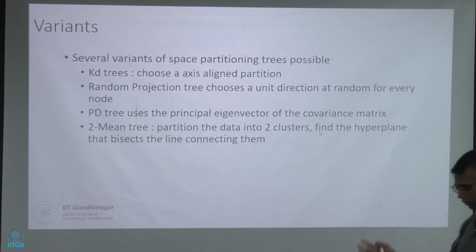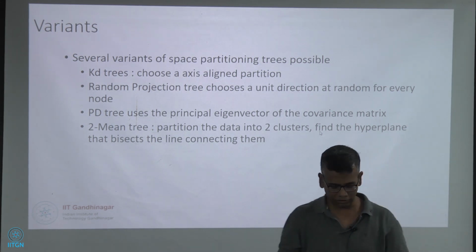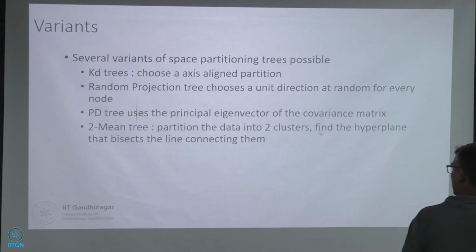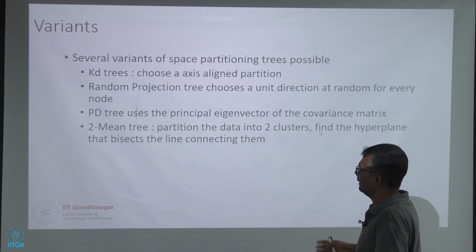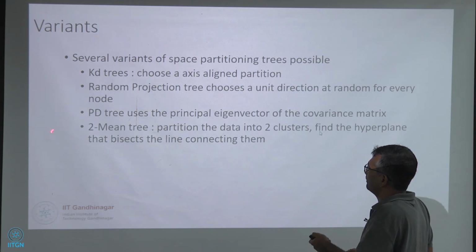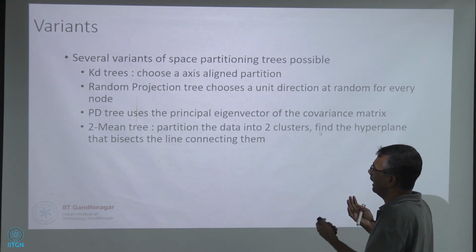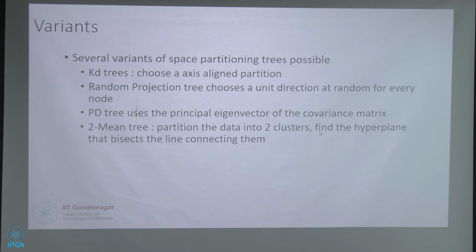Right, which says, okay, look at the covariance matrix and try to partition it according to the eigenvector of the covariance matrix. You look at the two-means tree, which says that at every point, try to cluster it into 2 points and then look at the hyperplane that's separating the 2 clusters. It turns out, if you're interested in this, that some of these have better theoretical and practical properties than others. There's something called intrinsic dimension, and it adapts to that and so on and so forth.